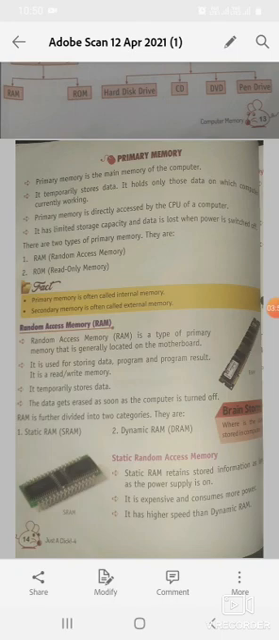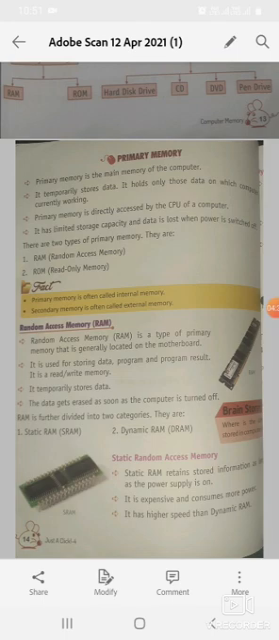Now primary memory. Primary memory is the main memory of the computer. It temporarily stores data. It holds only those data on which the computer is currently working. Primary memory is directly accessed by the CPU of a computer. It has limited storage capacity and data is lost when power is switched off. There are two types of primary memory. They are RAM, random access memory, and ROM, read only memory.